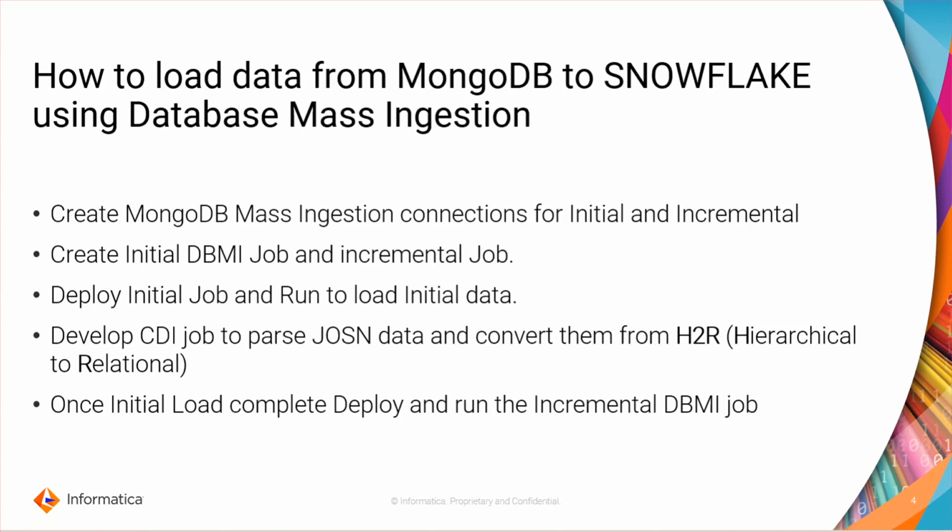The steps we're going to follow: first we create a MongoDB mass ingestion connection for the initial and incremental load. Then we'll build DBMI jobs for incremental as well as initial, and then deploy the initial job and run the load. Once the initial data load is done, we'll develop the CDI job to parse the JSON data and convert it into H2R, which is nothing but hierarchical to relational. Once the initial load is complete, deploy and run the incremental DBMI job.